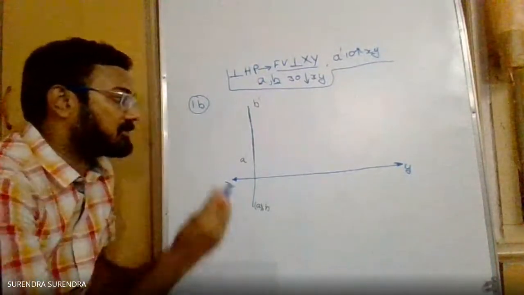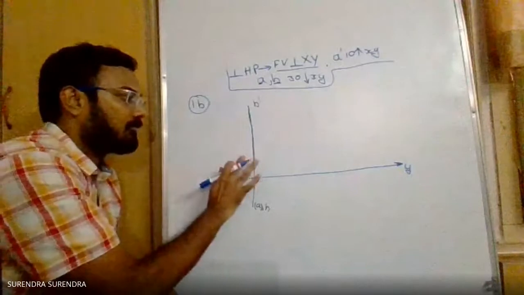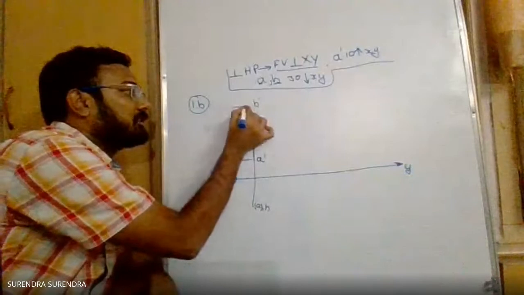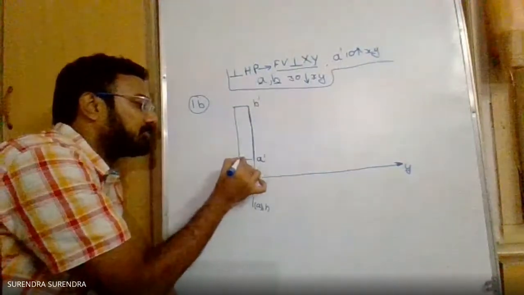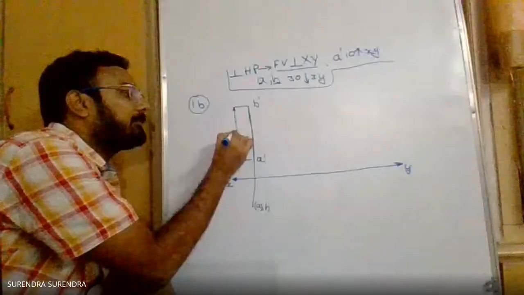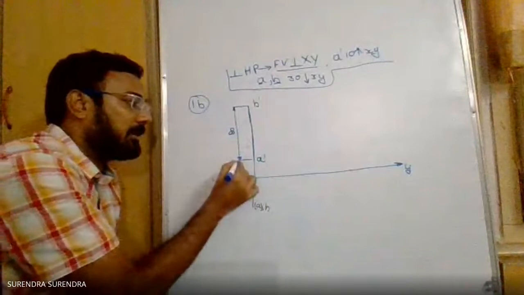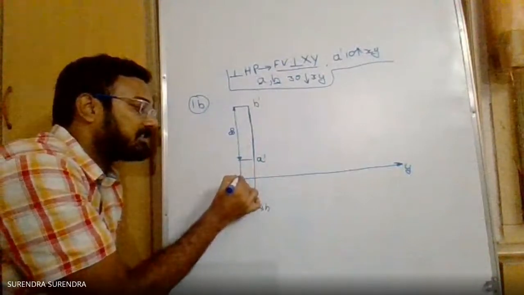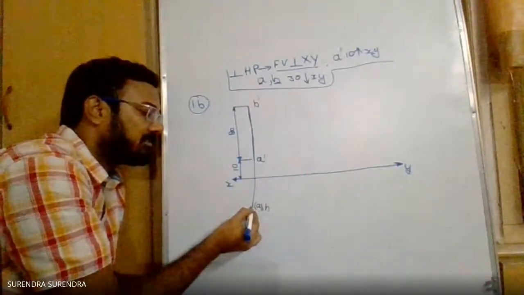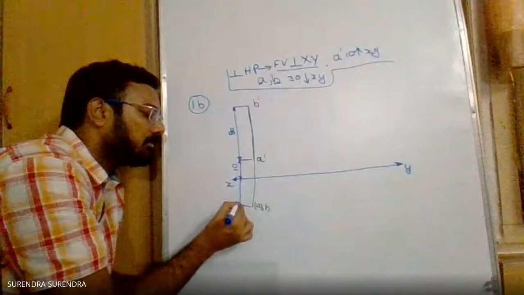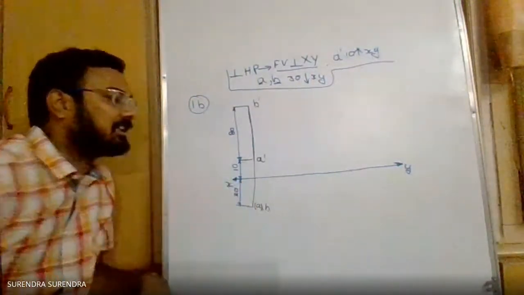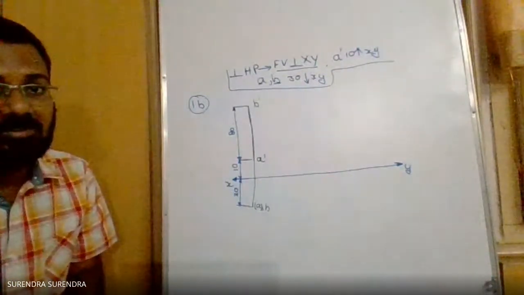And finally, the dimensions. The true length of the line for all the problems, he has said to consider as 80 mm. True length of the line is 80 mm. One endpoint is at a height of 10 mm above the XY line, and in top view, both are at the same distance of 30 mm below the XY line. So these are the three values given in the problem.